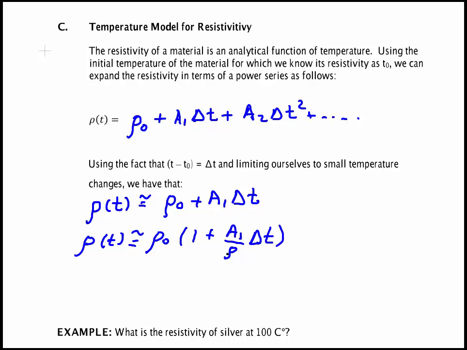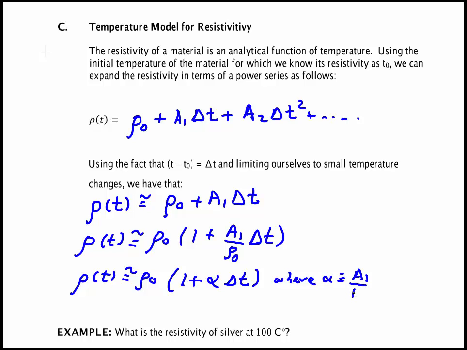But A1 is a constant, and this rho naught here is a constant. So two constants divided is just another constant. So I could rewrite this as rho naught times 1 plus alpha delta T, where alpha is A1 over rho naught.